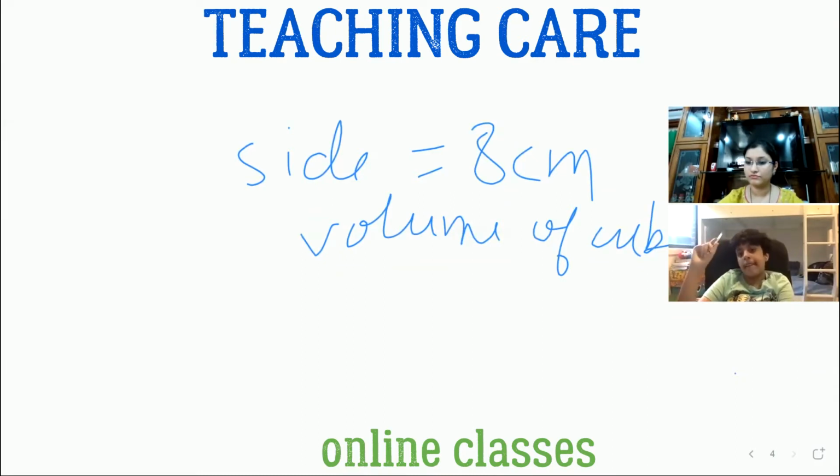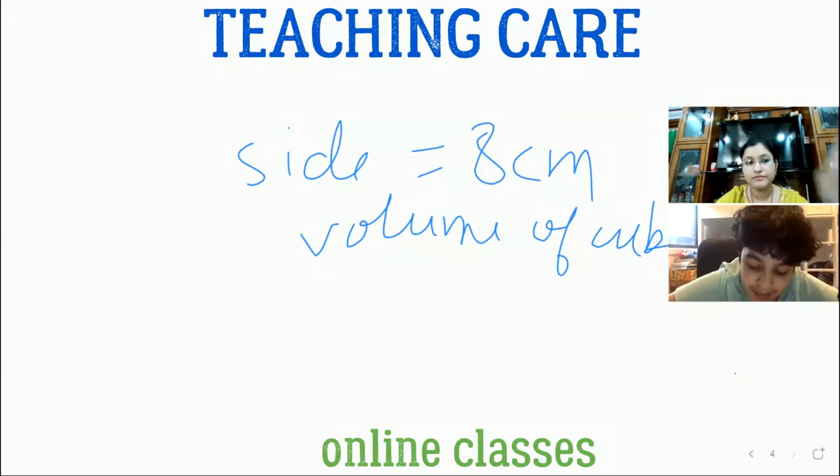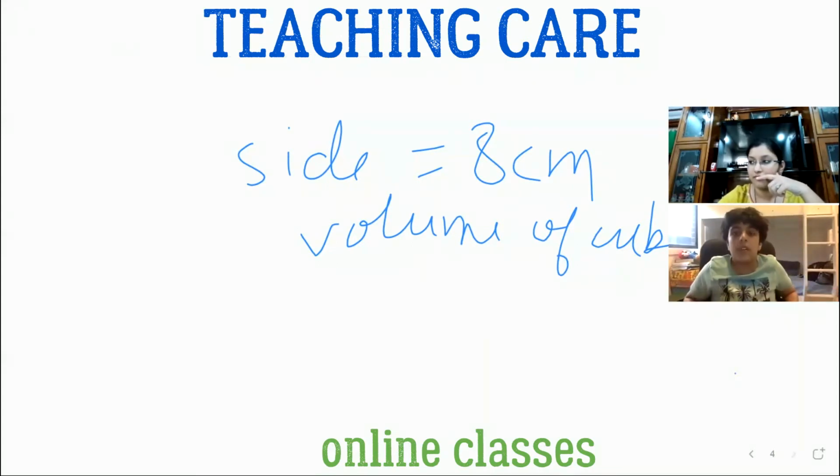I wrote that. Answer. Eight times eight. What's the answer? Wait, is it 8 times 8 times 8? Yes, volume of cube, side times side times side. I forgot. 64, 8, 2, 3, 512 centimeter cube.